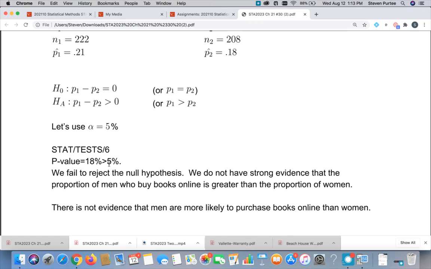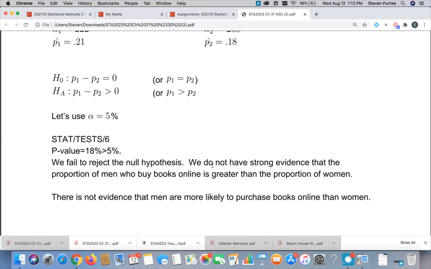That's much bigger than 5%. If p is greater than alpha, we fail to reject the null. We do not have strong evidence of the alternative. So we have to write this sentence: we do not have strong evidence the proportion of men that buy books online is greater than the proportion of women. We're saying we do not have strong evidence of this statement right here.